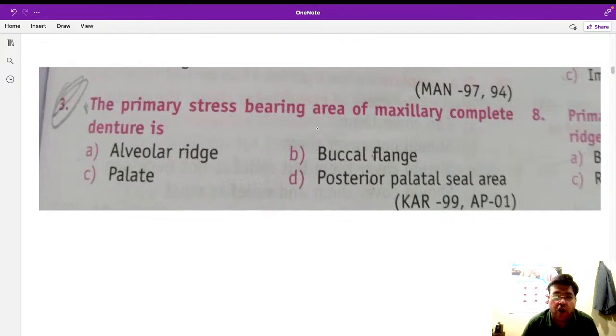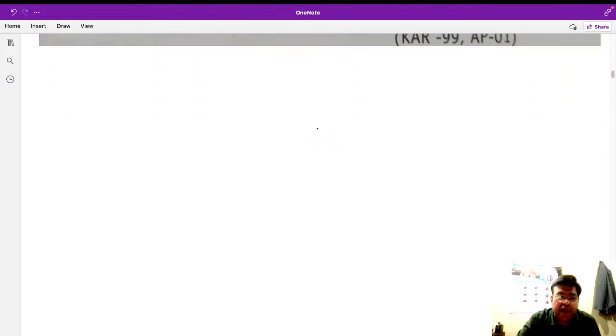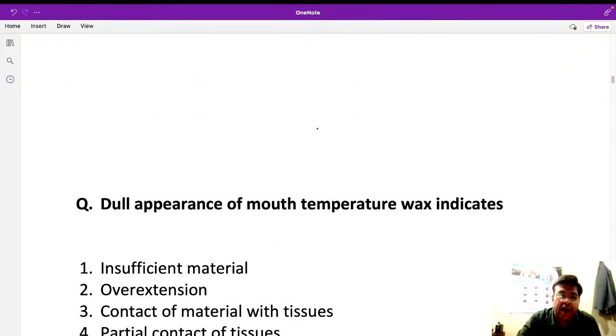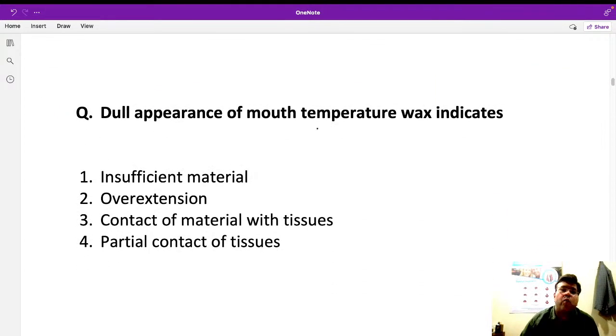Anterolateral slope is not the primary area. The rugae area is a secondary area, right? It is not the primary area. So posterolateral slope is the primary area. I already mentioned this. Why is it a primary area? Because the forces fall at 90 degrees, right? They are falling perpendicular.